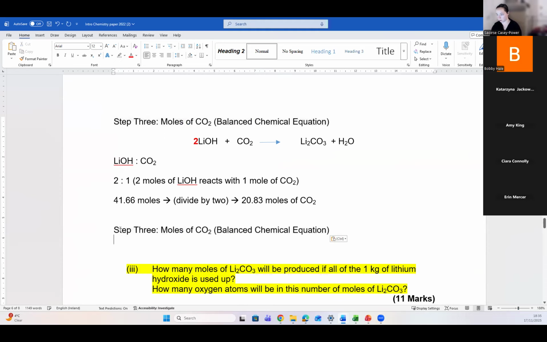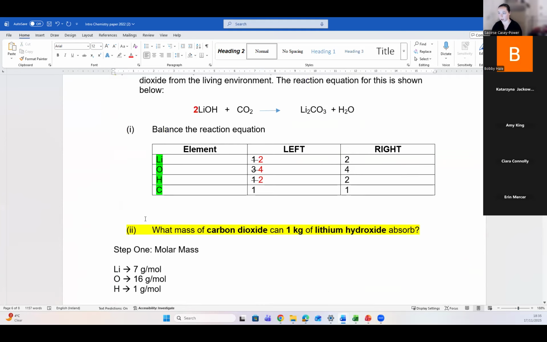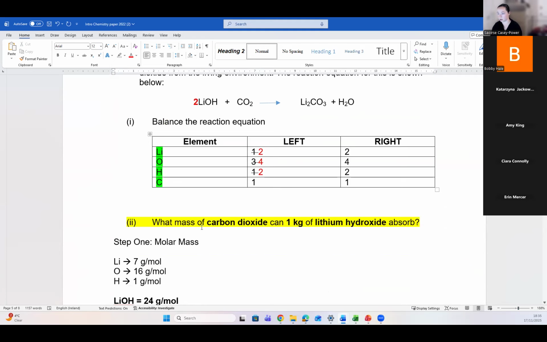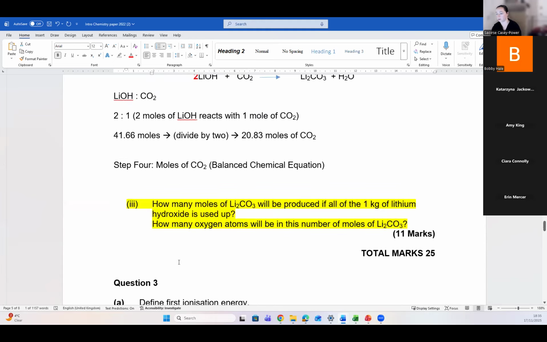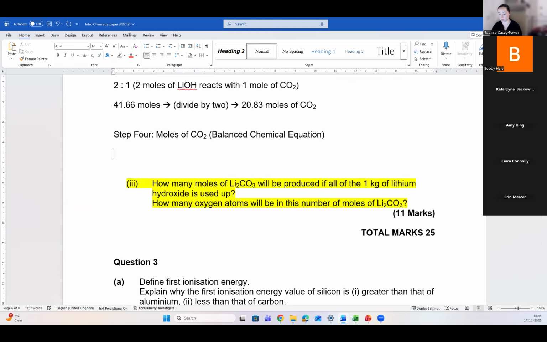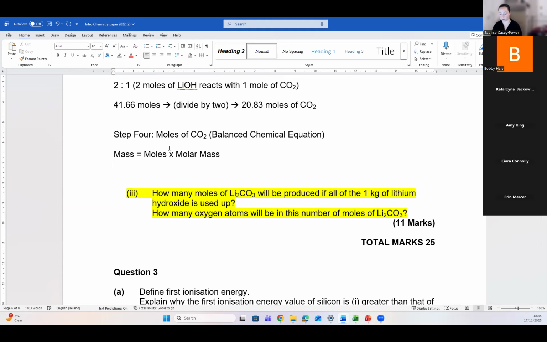Your last part then, step 4, because if we scroll back up to the original question, it said what mass of carbon dioxide? So we have a mole amount, which is great. Now we just need to convert it back into mass. Looking at your triangle again, if we were looking for mass, that would tell me to multiply the moles by the molar mass. So we have 20.83 moles.